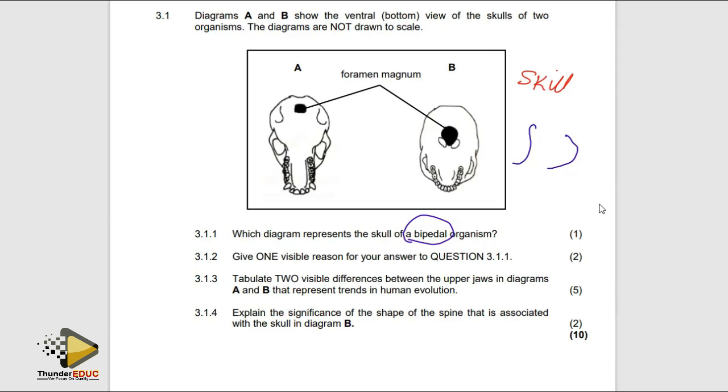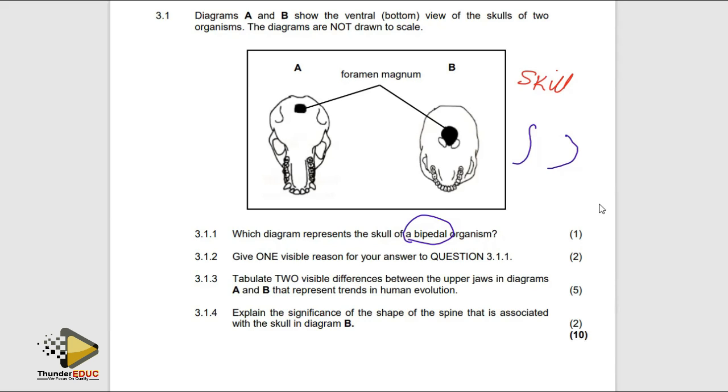Then the foramen magnum for the bipedal organism must be in the forward position. That's how we want it, in the forward position. While the foramen magnum must be in the backward position for the organism which works on 4 limbs. Why is it supposed to be in the forward position? So that the spine can connect to the skull vertically, and then the skull is going to face straight in front. Hence, the organism is going to walk on 2 limbs.